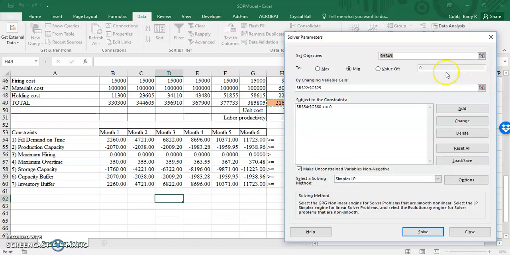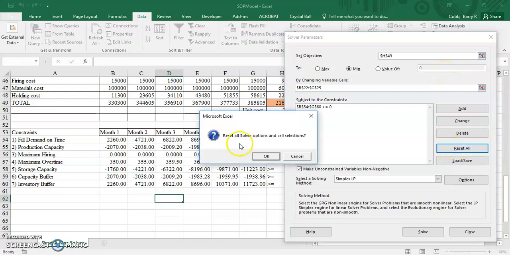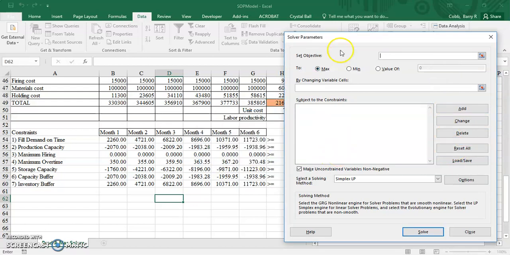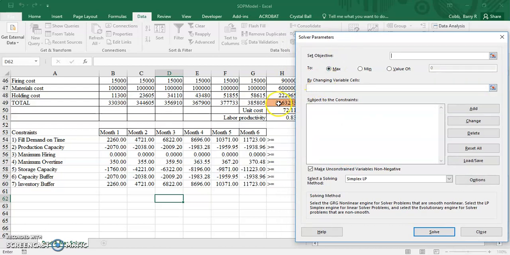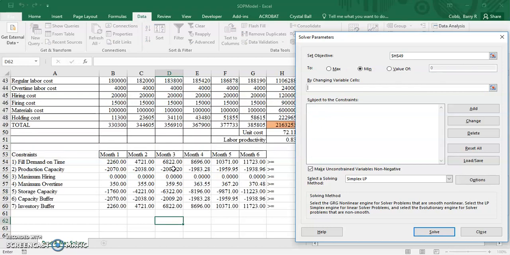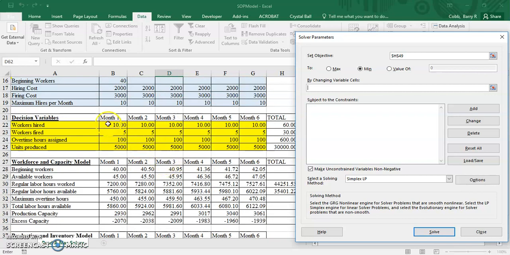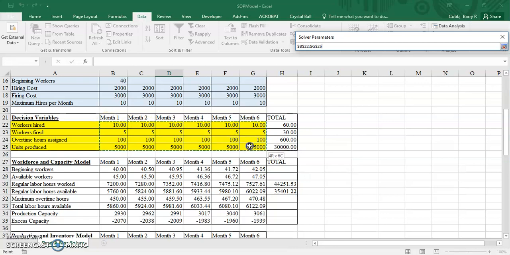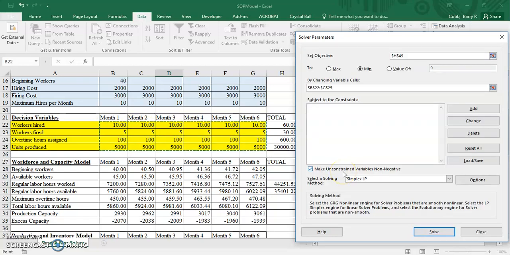Opening Solver. I'm going to reset the solver just to start over. The objective in the solver is the total cost over the 6-month period, which is minimized. The changing variable cells are the decision variables. In this case, they're starting values in the decision variables. Let me highlight all these cells.